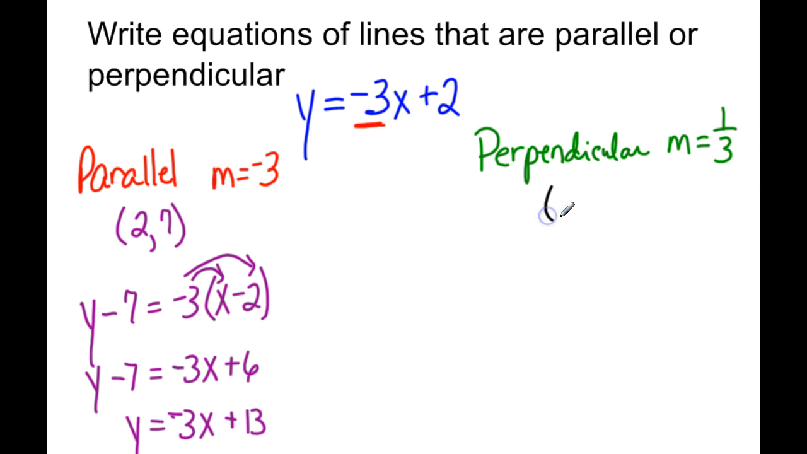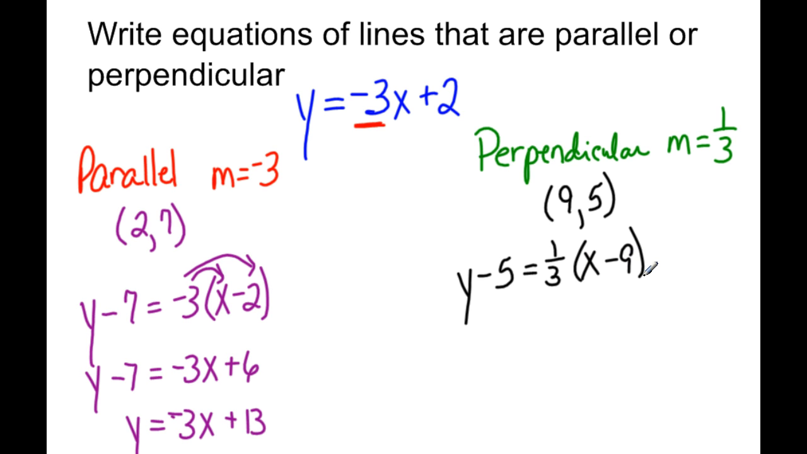If I ask you for ones that are perpendicular, again, our slope is 1/3. Let's say we ask it for a point that goes through 9, 5. Okay? Again, I'm going to set it up using point-slope form.